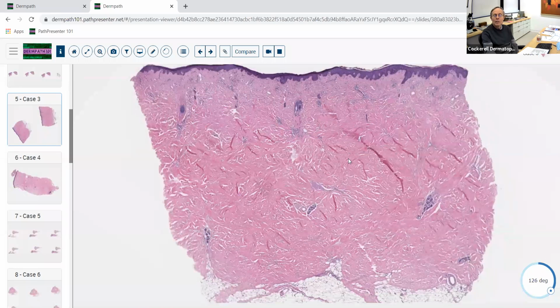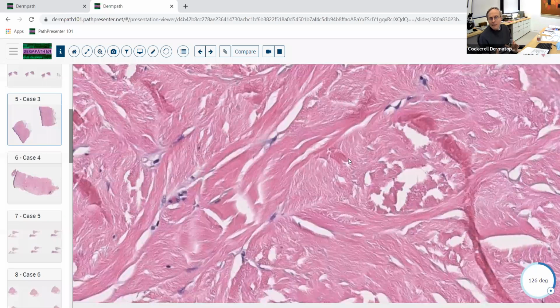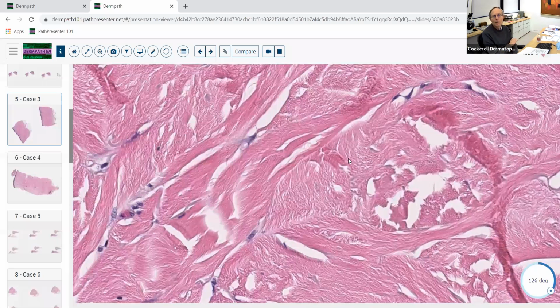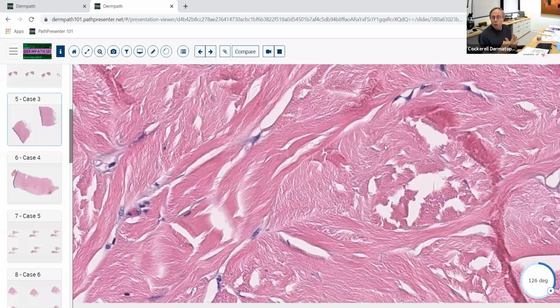So if you look here, there are almost no fibroblasts, and these collagen bundles are thickened and homogenized. They kind of blend one into another. It's almost like somebody took a blender and blended all these collagen bundles together. So when you see that, you should think those are your criteria for sclerosis.